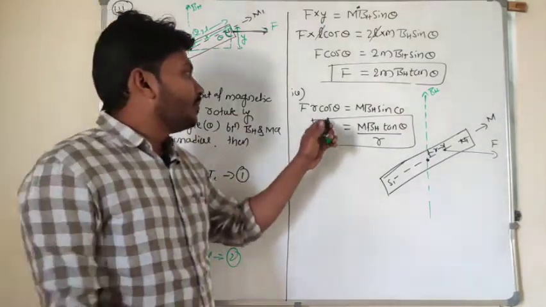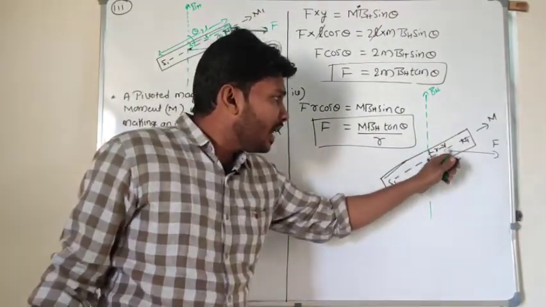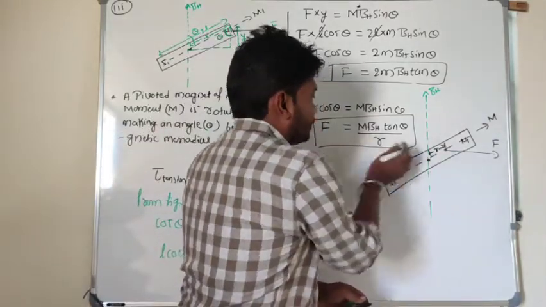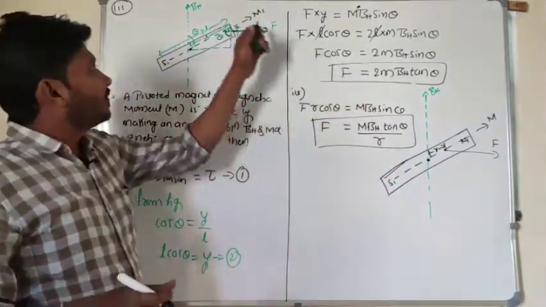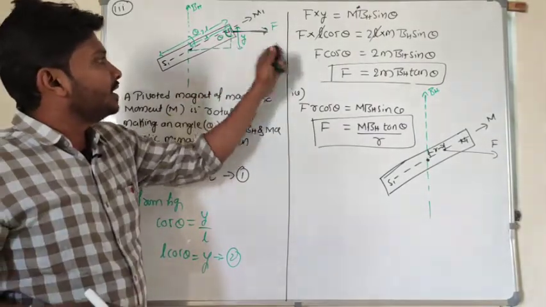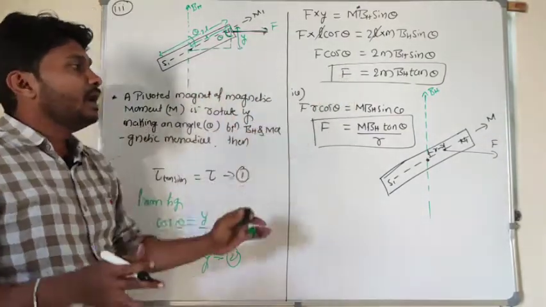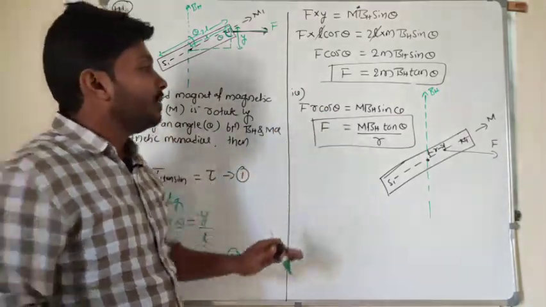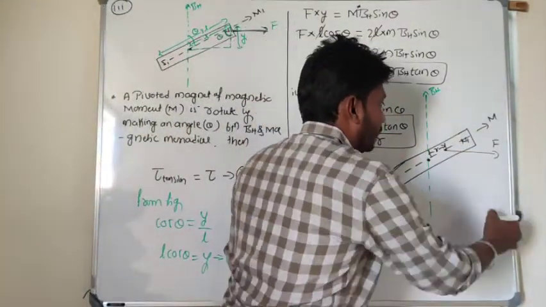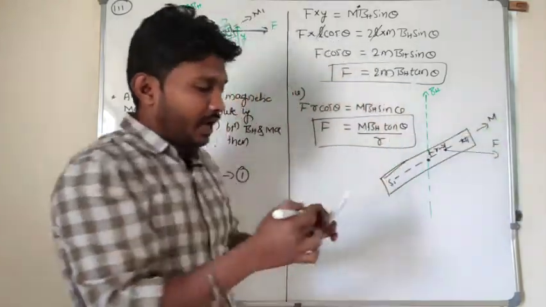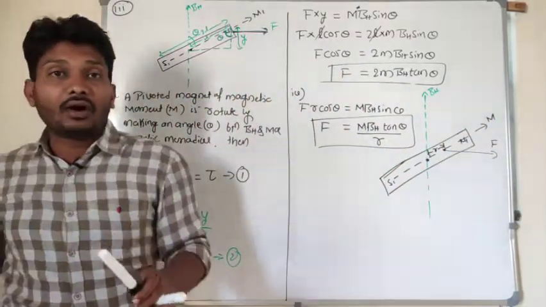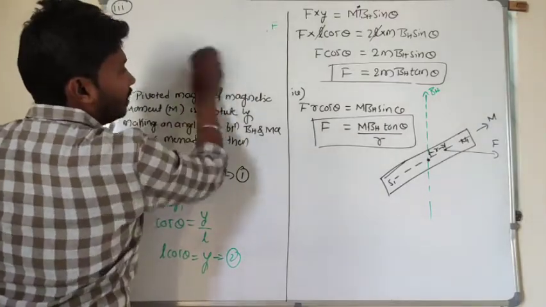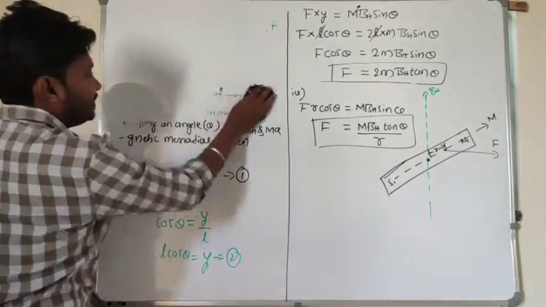Look here, the force acts at a distance r from the pivot. If I apply the force at this point, this is the required equation. If I apply the force at one end, this is the required expression for the force. Now I will apply the force to the magnet perpendicular to the magnetic meridian. If I apply the force at this angle, what will be the value of the force? We'll look at it in the next case.